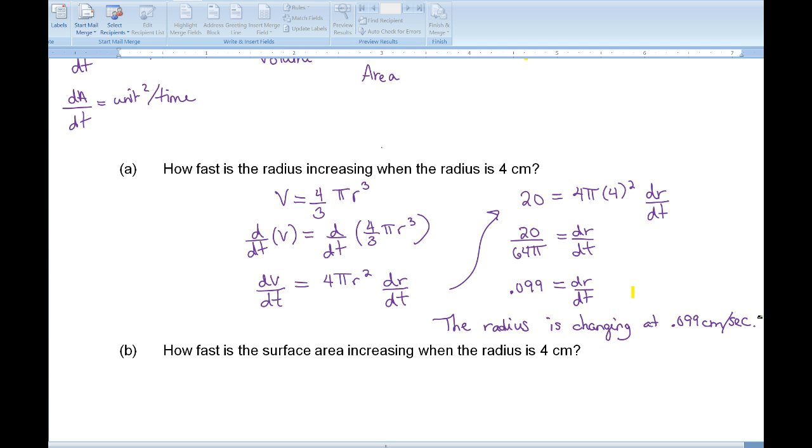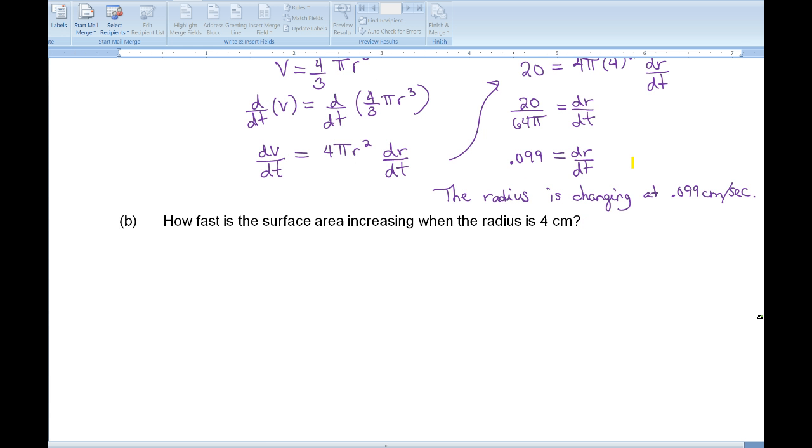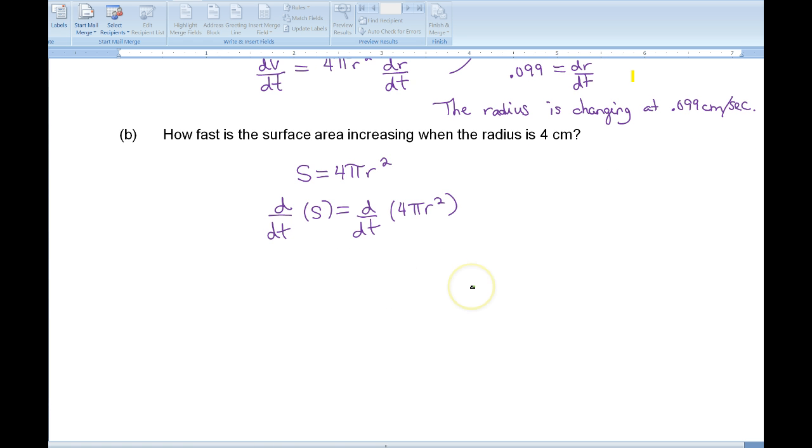Okay, how fast is the surface area increasing? So now just write down the formula. What's the surface area? 4 pi r squared. Now what do I want to do? I don't have anything constant, so I want to take d/dt of both sides. On the left side, we have dS/dt. On the right side, I have 8 pi r dr/dt.